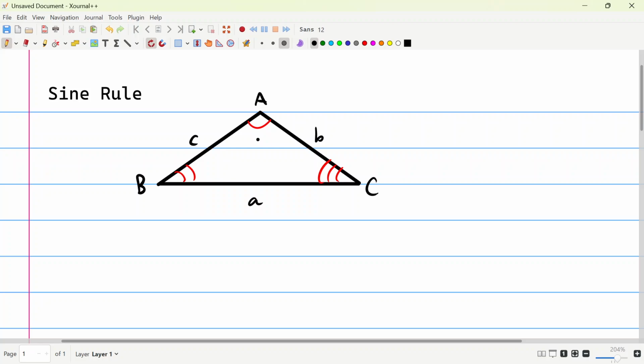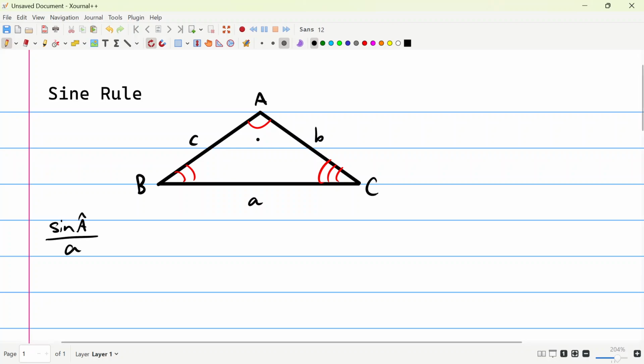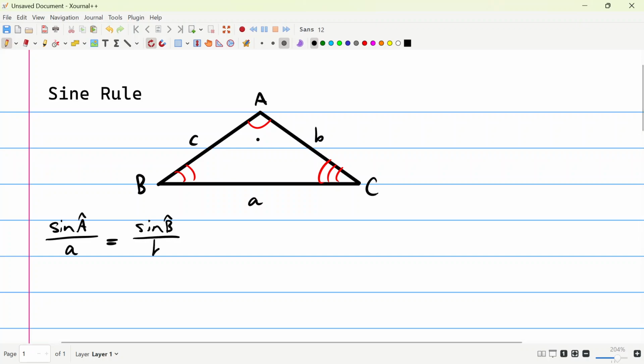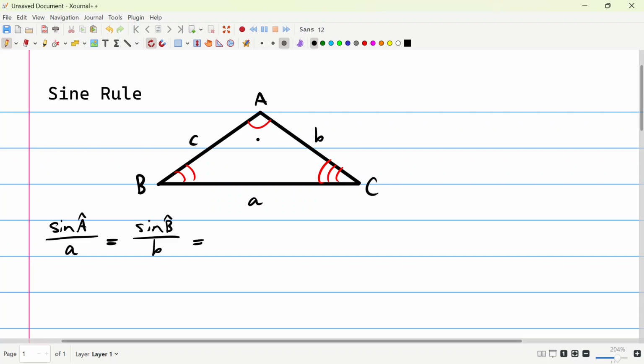It would look as follows. Because it's the sine rule, we're going to be dealing with sine. The first possible formula you could use is sine of angle A over the opposite side of that angle, which is a, which is the same as sine of angle B over the opposite side, which is b, which is also equal to sine of angle C over the opposite side, c.